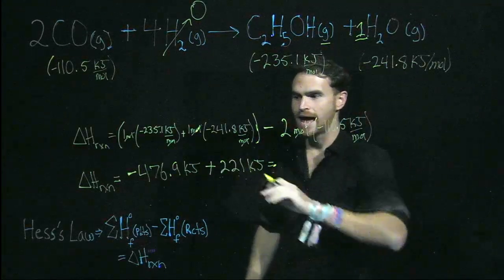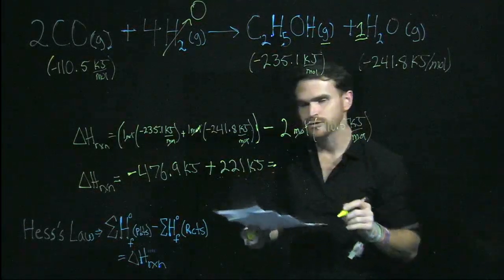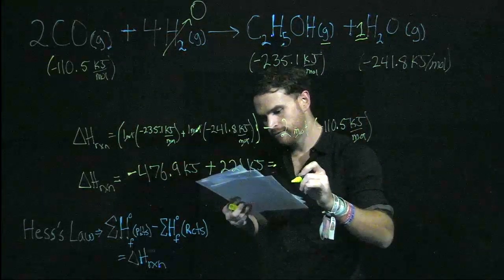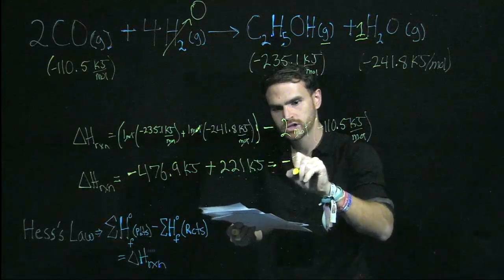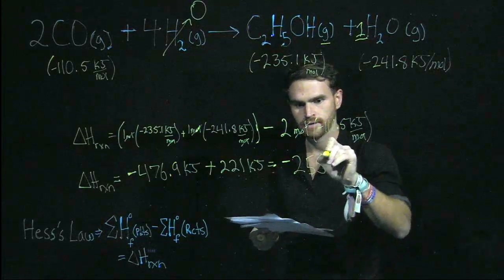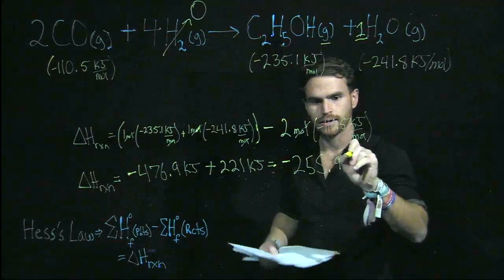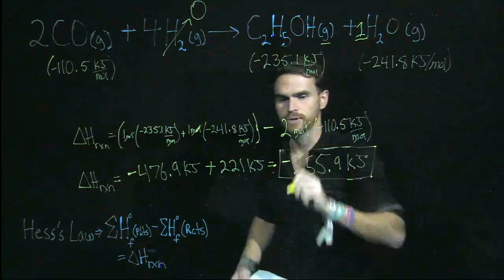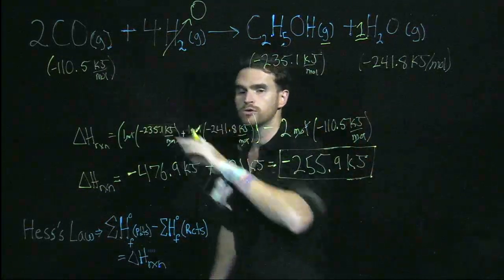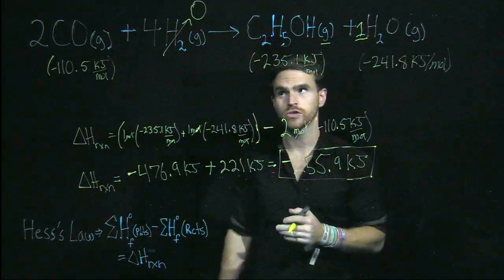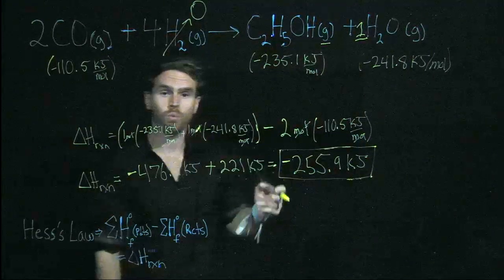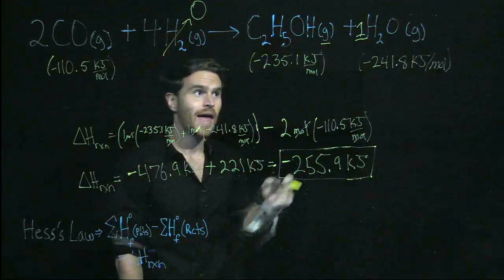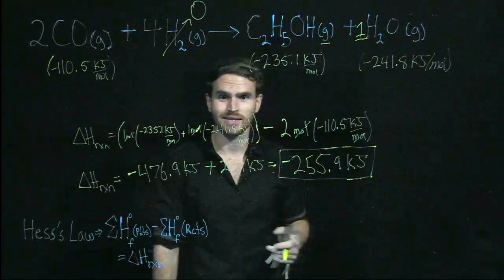When we add these together, we get a final value for the change in the enthalpy of our entire reaction of negative 255.9 kilojoules. This tells us the enthalpy of the reaction of 2 moles of carbon monoxide plus 4 moles of H2 gas creating 1 mole of C2H5OH gas and 1 mole of water as steam, or gas.